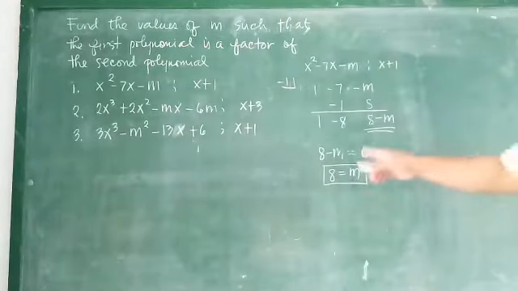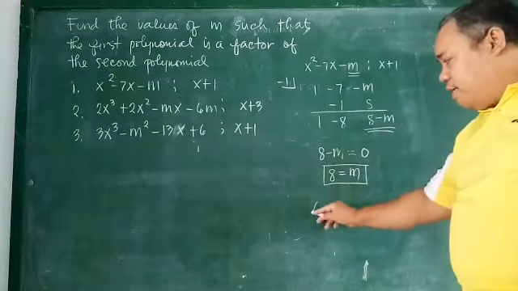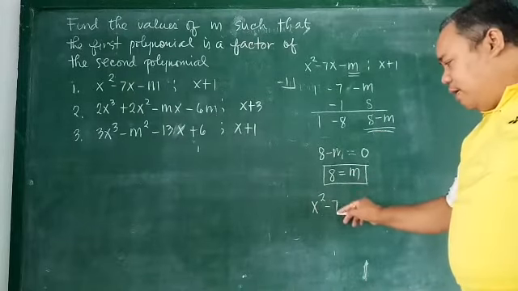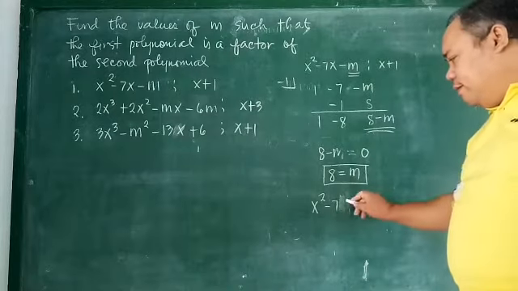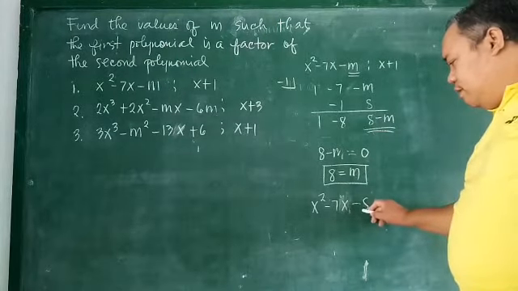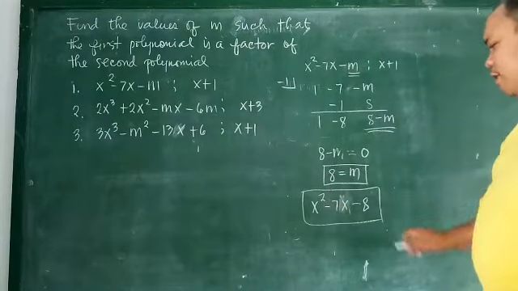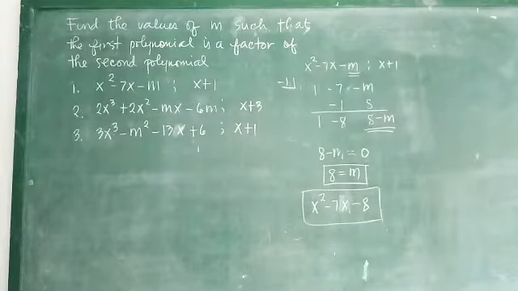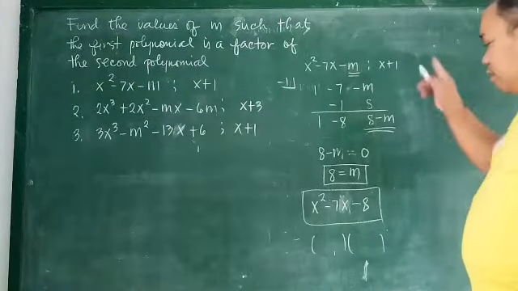Now, since we already found the value of n, we substitute it into the original equation. It's x squared minus 7x minus 8. So this will be your original equation. Let's try to factor it and see if we get x plus 1.